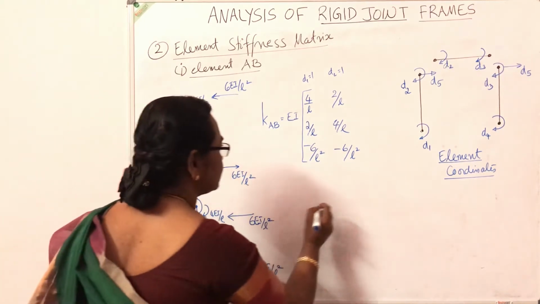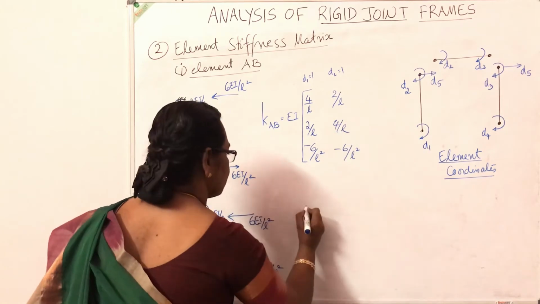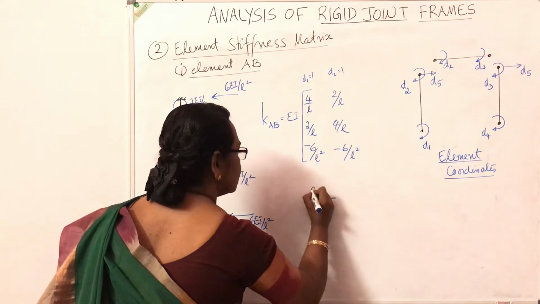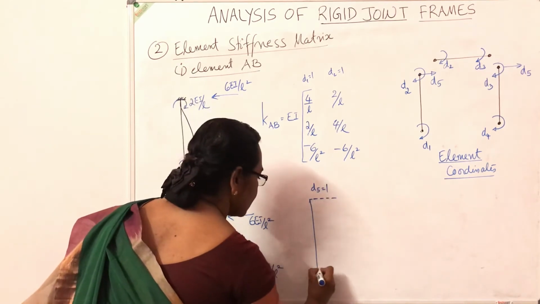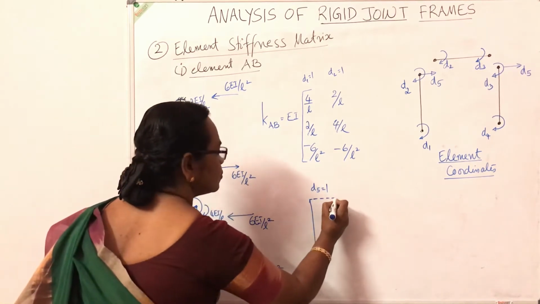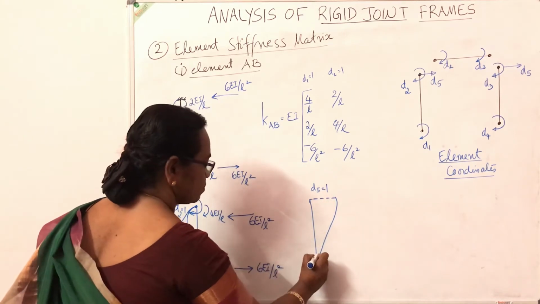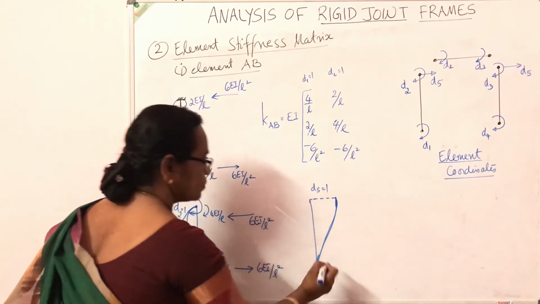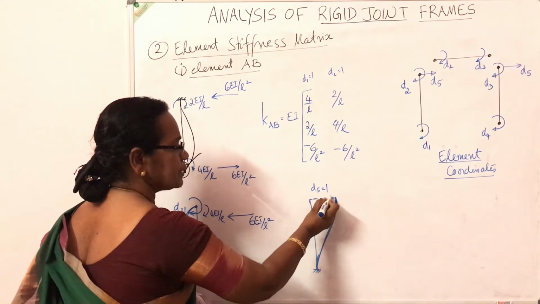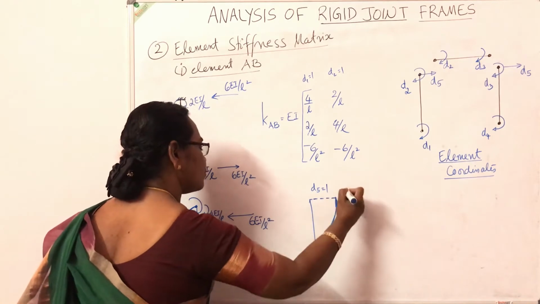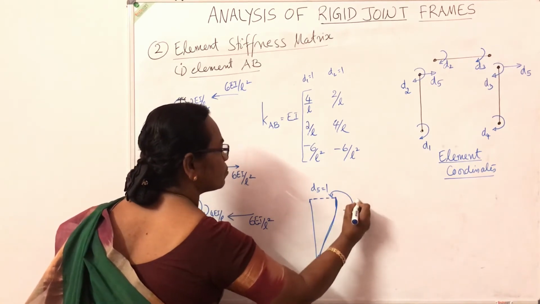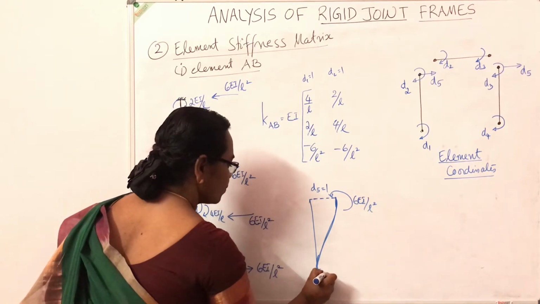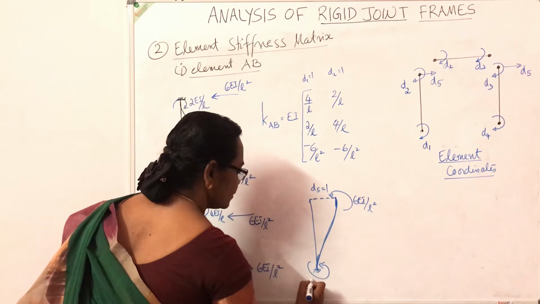Now next one is d5 is equal to 1. So in this, you apply unit displacement in this direction. Apply d5 equal to 1. Arrest the other end. So it will deflect like this. So what is the moment developed here? You stand here and look, the right support sinks down. See, it's anti-clockwise moment, 6EI by L square. Here also anti-clockwise moment, 6EI by L square.